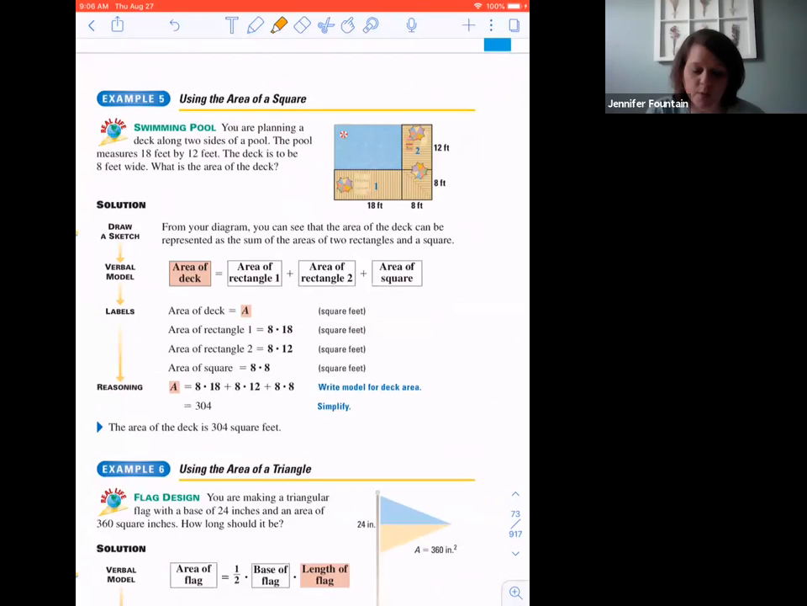All right, so we've got our swimming pool. We know that our pool is 18 by 12, okay? And we want an 8-foot deck. So the first thing that we're going to do is, it says, what is the area of the deck? The question they're asking is going to be my unknown, okay? That's what I don't know, that's what I'm solving for, so that's what they've told me here. My area of my deck is going to be A.